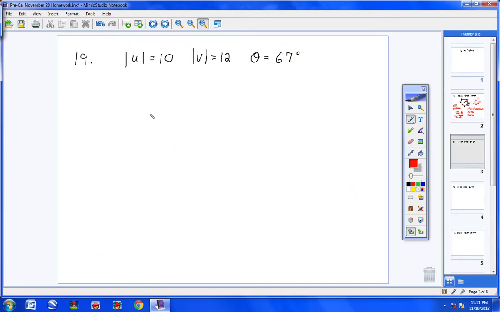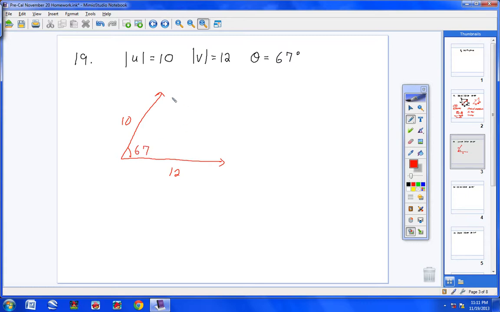Number 19, we have vector u and vector v. They form a 67-degree angle, so I'm going to draw my vectors, make it a little straighter than that, and like that. There we go. This one has a length of 10, this one has a length of 12, and this angle right here is 67 degrees.